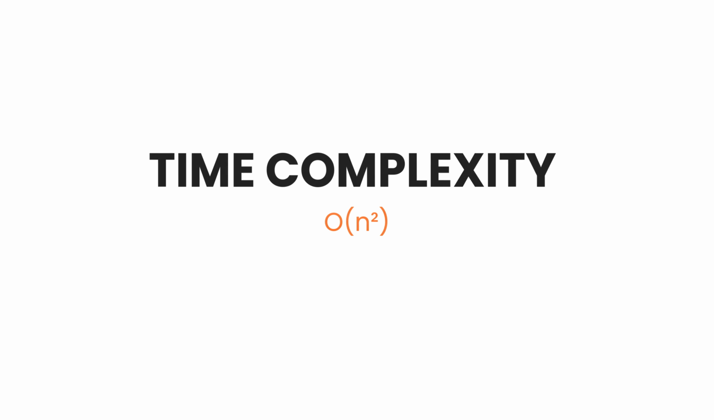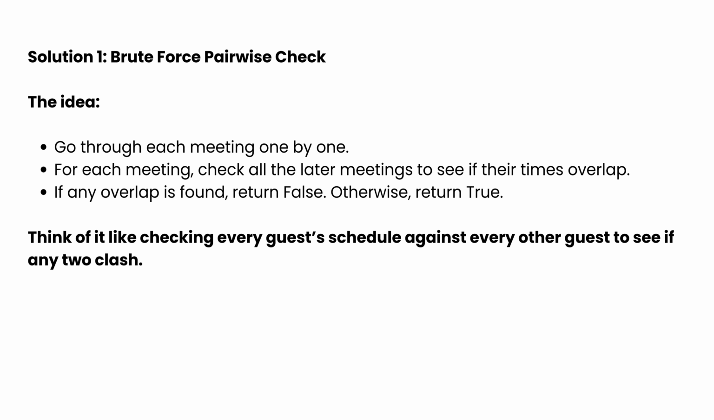Time complexity is O(n squared), where n is the number of meetings. Every meeting is compared with all others. Simple, but can be slow if n is large.